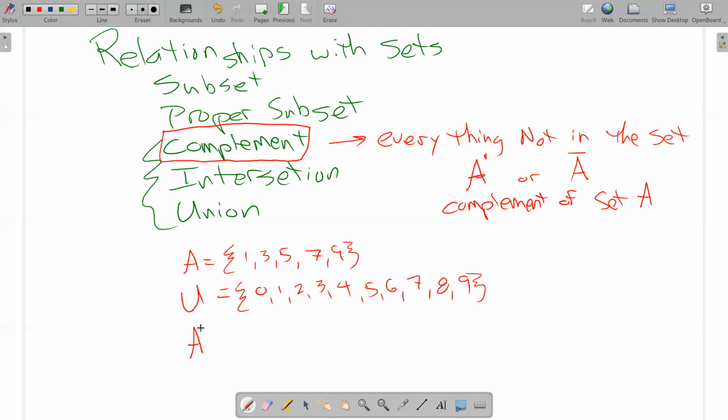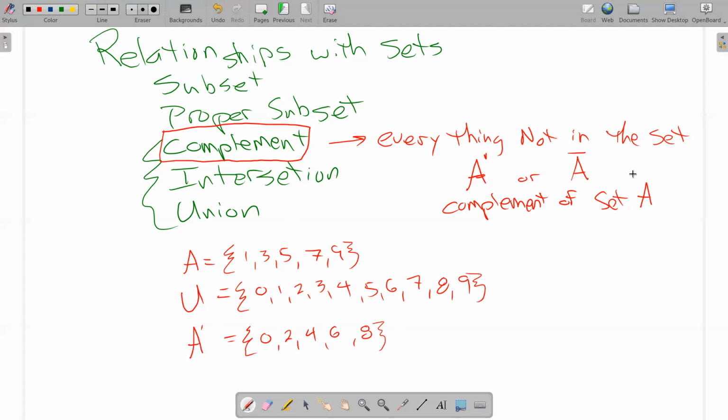Then the complement of A, with a little apostrophe there, would be to just look at the universe and find everything else that's not an A. So we don't want to use 1, but we do want 0, 2, 4, 6, 8. I get them all. 1, 2, 3, 4, 5. 1, 2, 3, 4, 5. So altogether, the universe should have 10 things. 1, 2, 3, 4, 5, 6, 7, 8, 9, 10. Yep. So again, it's everything else in the universe that's not in the set I started with. So that would be the complement of A.